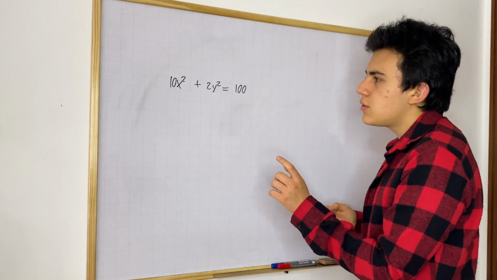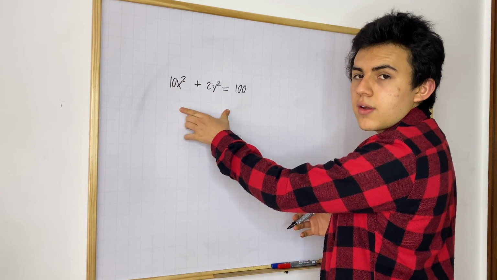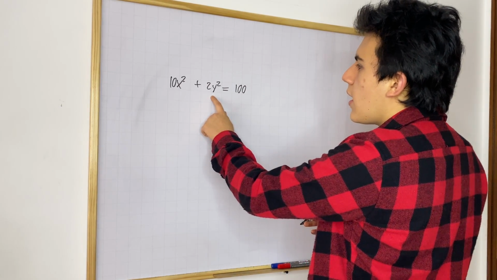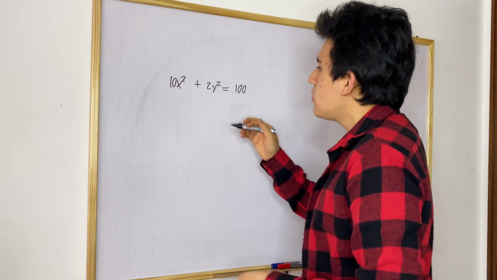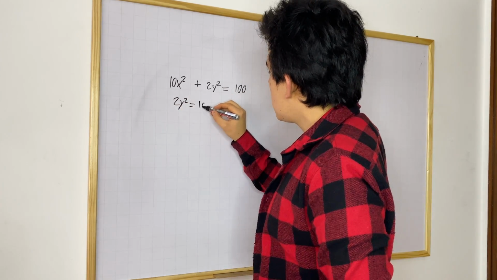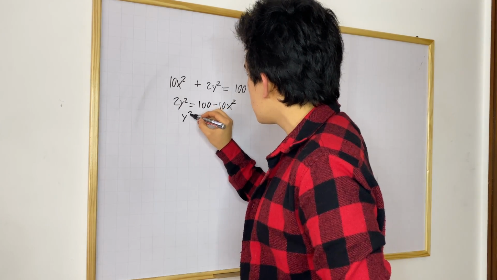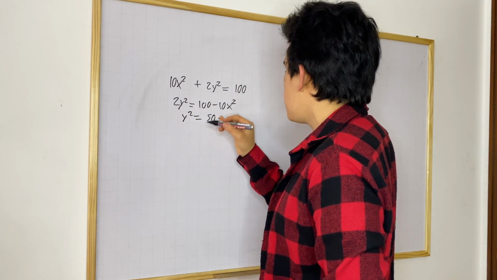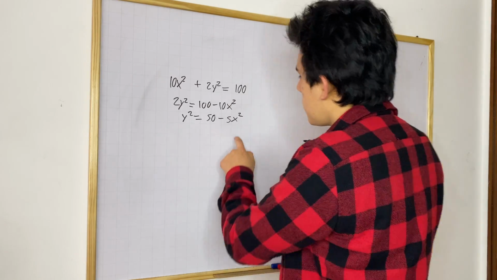And then you can take f prime and you would basically get another function. But what if you wanted to take the derivative of y with respect to x without moving anything in this equation? That's where we use implicit differentiation. So first of all, let's arrange the equation first. We're going to have 2y squared is equal to 100 minus 10x squared. And dividing by 2, y squared is going to be 50 minus 5x squared, okay?